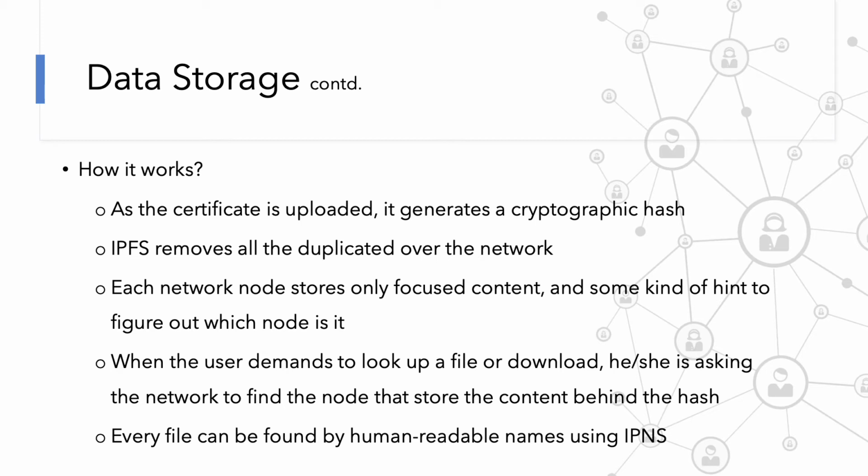So when you look up a file to view or download, you are asking the network to find the nodes that are storing the content behind the file's hash. You don't need to remember the hash though, because every file can be found by a human readable name using the decentralized naming system called IPNS.